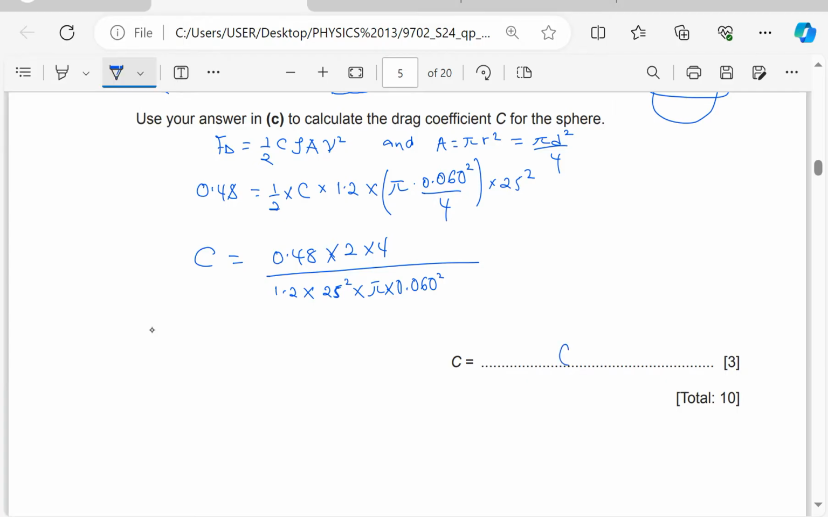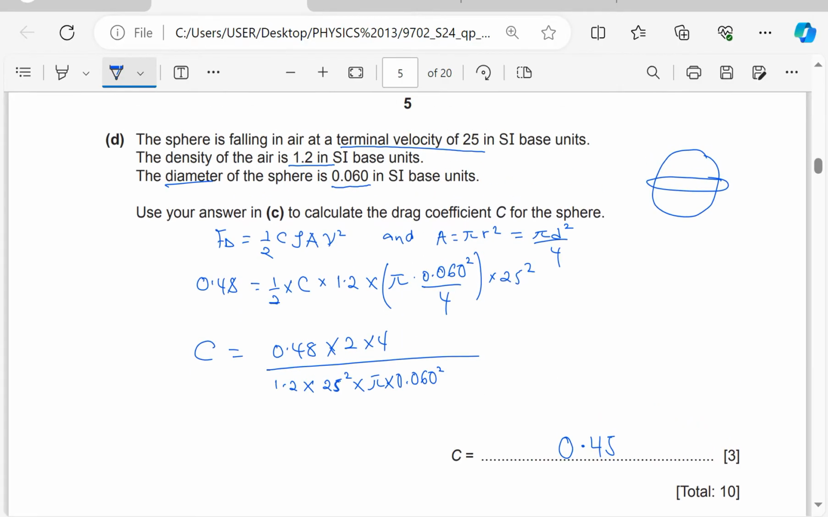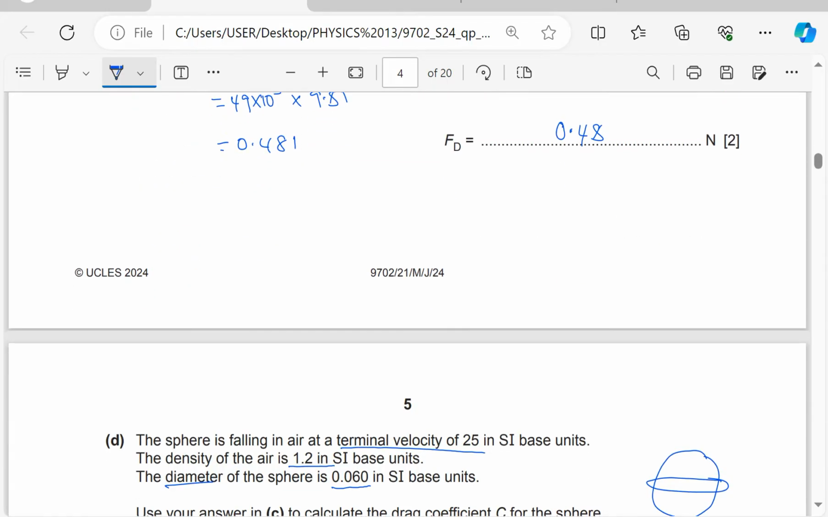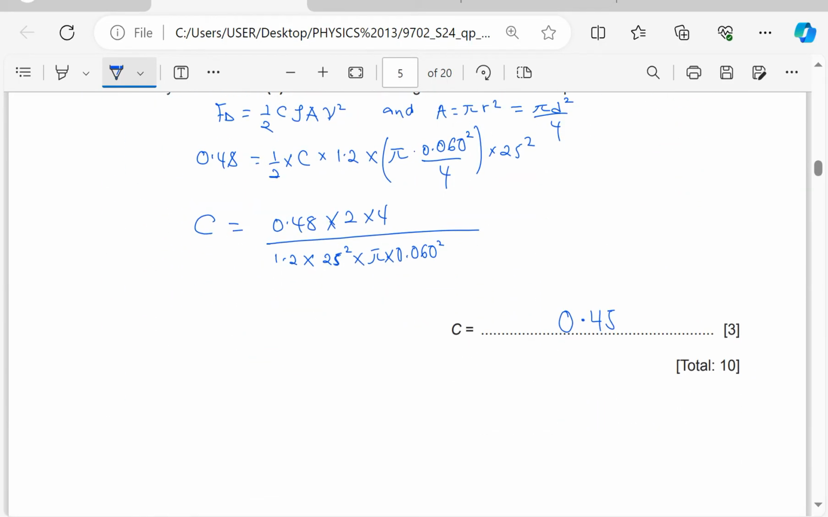So this will be 0.45. Of course, here we have already said it had no units in the previous part, in part 1, part A, so I don't need to mind about the units. So C is 0.45. Okay, that was a very easy question.